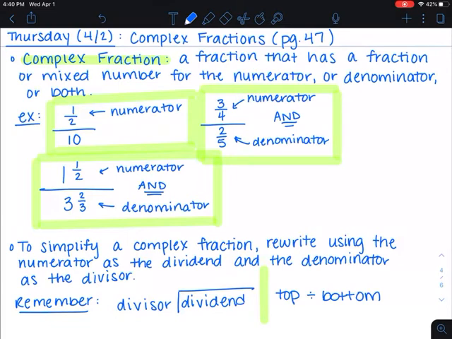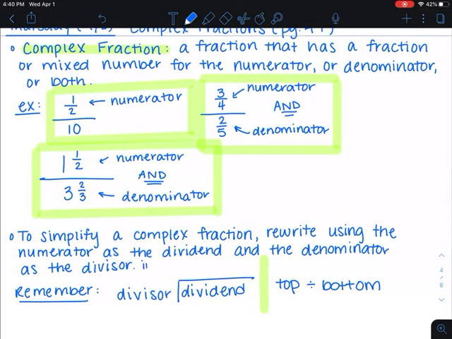The first one I have is 1/2 over 10. The next one I have is 3/4 over 2/5. And for my third one I have 1.5 over 3 2/3. So to simplify a complex fraction, we are going to rewrite it using the numerator as a dividend and the denominator as a divisor in a division problem.